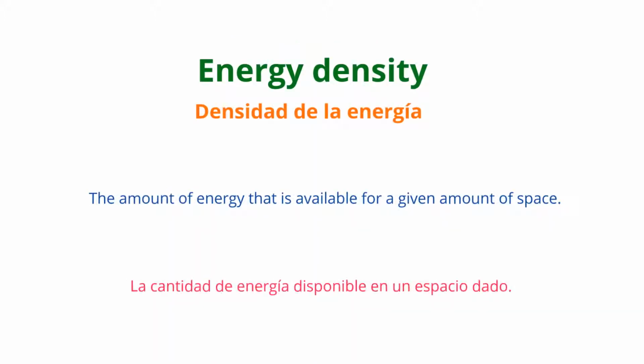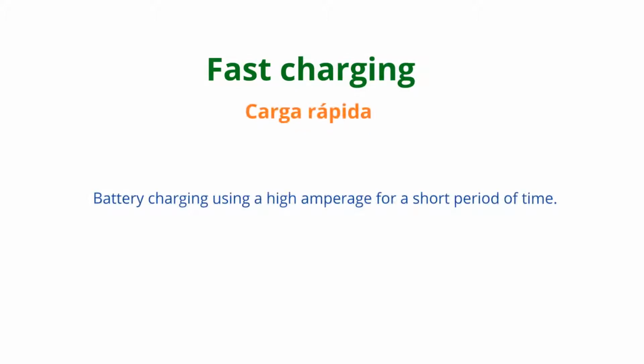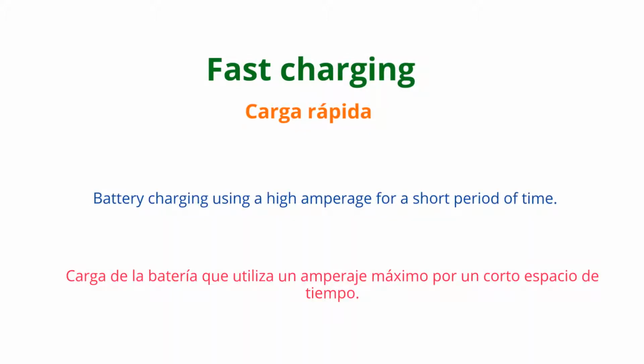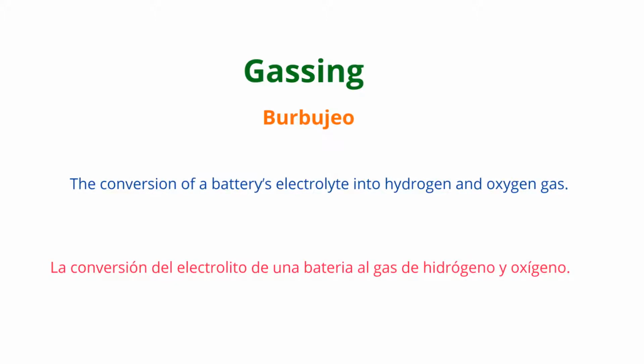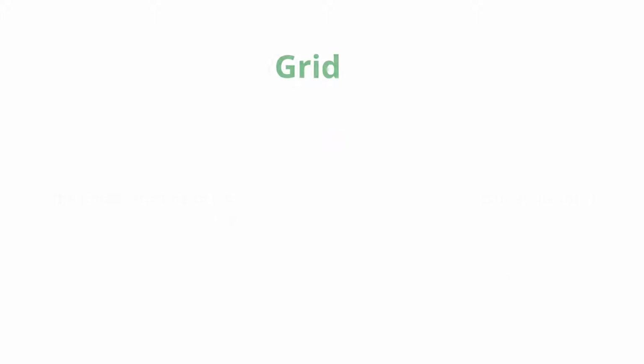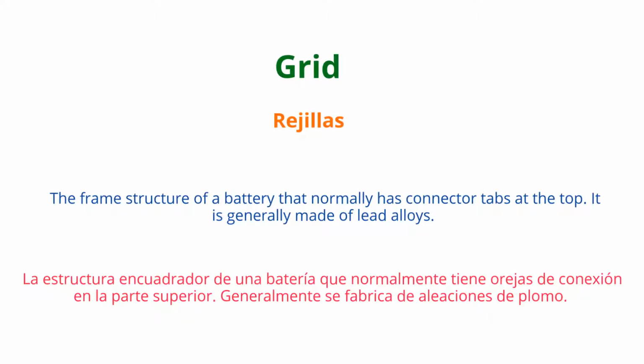Energy density. The amount of energy that is available for a given amount of space. Fast charging. This refers to a battery charging using a high amperage for a short period of time. Gassing. The conversion of a battery's electrolyte into hydrogen and oxygen gas. Grid. The frame structure of a battery that normally has connector tabs at the top. It is generally made of lead alloys.